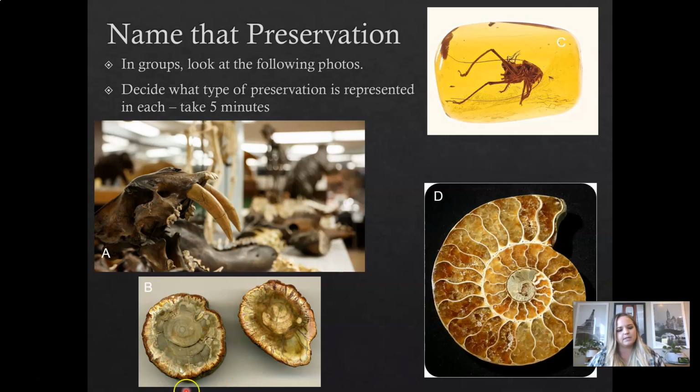So the pore spaces in this petrified wood would have been replaced by something else, or minerals would have seeped into the pore spaces and crystallized and preserved this wood. C up here would have been amber entombment. So it's got an insect in amber. And then D is recrystallization.